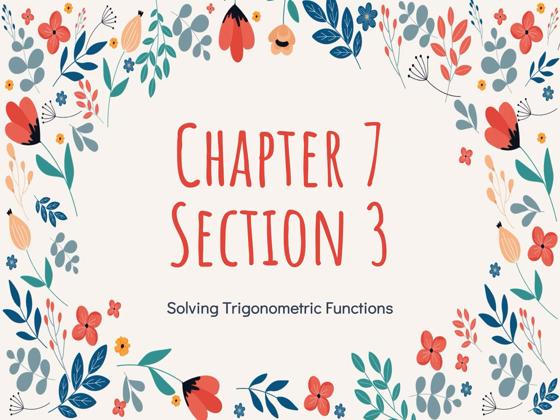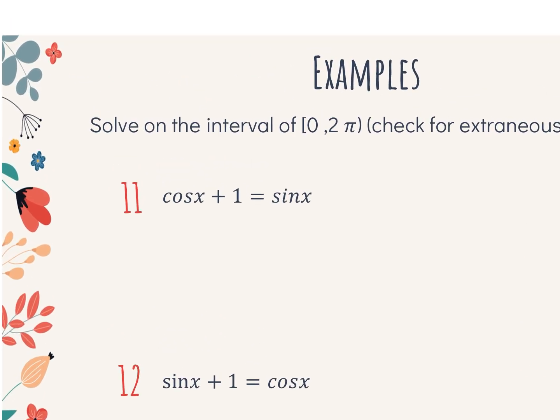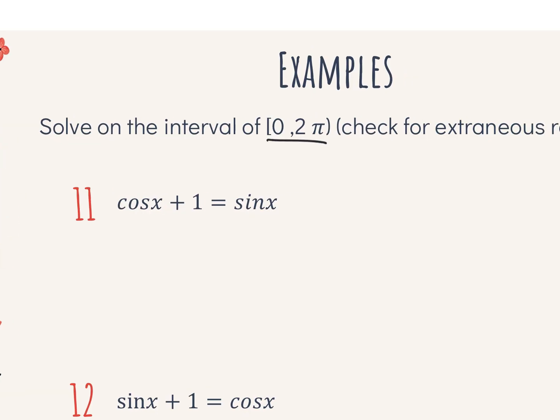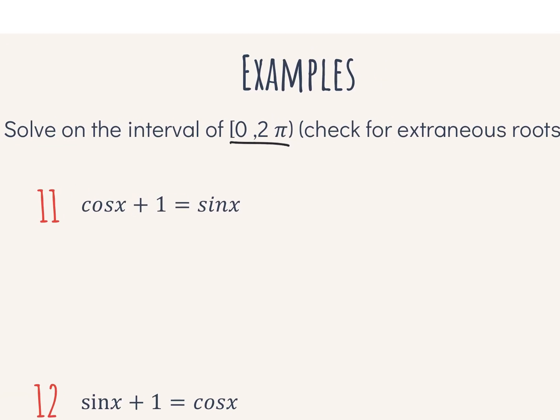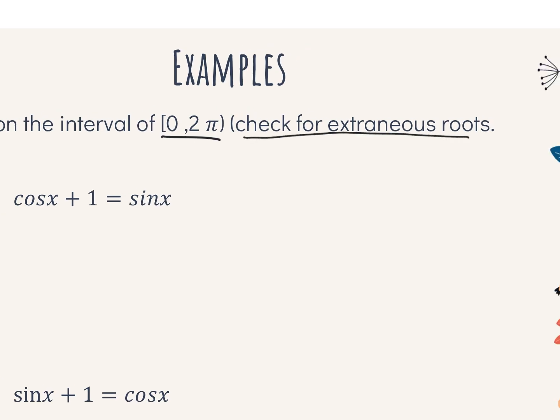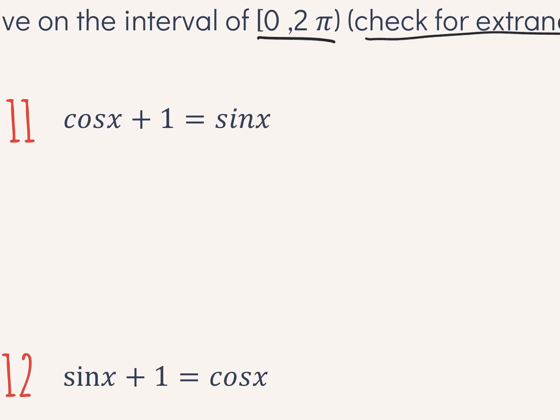Okay, let's get started. We'll finish up. We should be here, number 11. This one gives us an interval, right? So it tells us we're going to solve over the interval of 0 to 2 pi. Another thing to keep in mind is that this one you could have extraneous solutions, all right? And I'll explain what that means and why that would happen in a second.